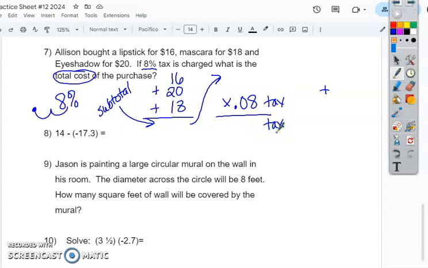Your job is to add the subtotal plus the tax, okay? So put your subtotal here, plus put your tax here, and then you're going to add those two numbers, okay? So I hope you're paying attention. You never know. It may ask for just tax. You don't know, but this time it wants the total cost.